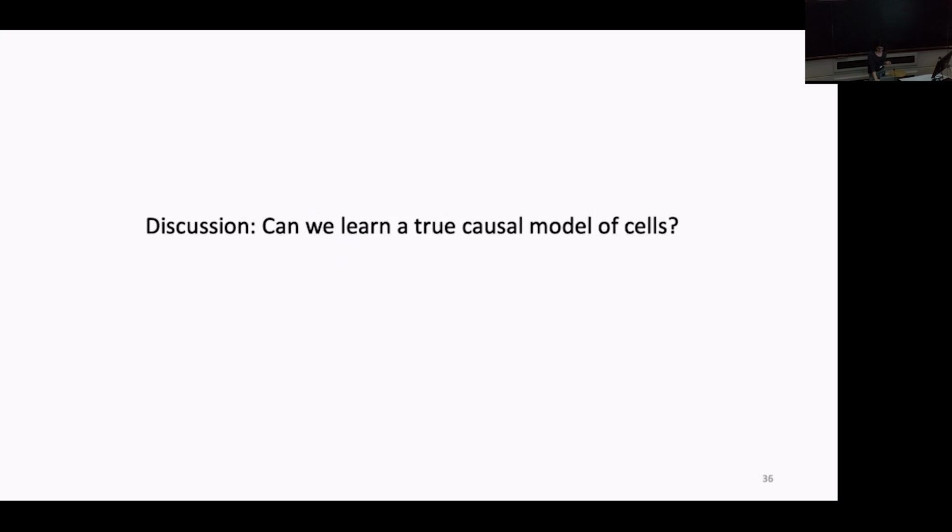So with all this, the main question is: how can we, or can we even, learn a true causal model from a system? Do you have any idea?